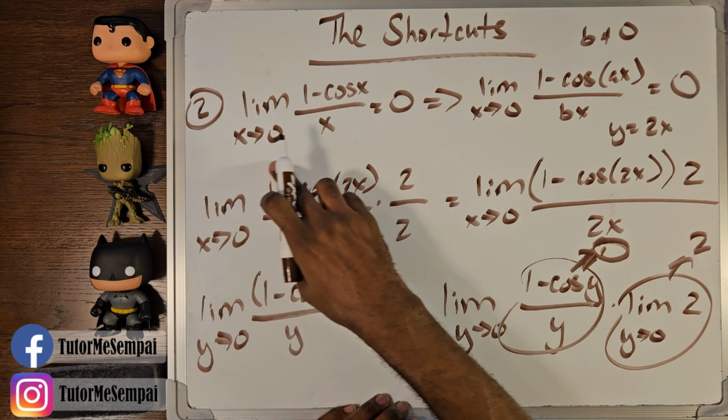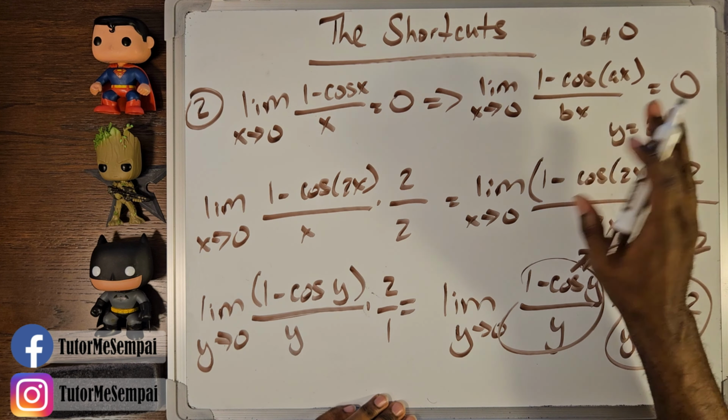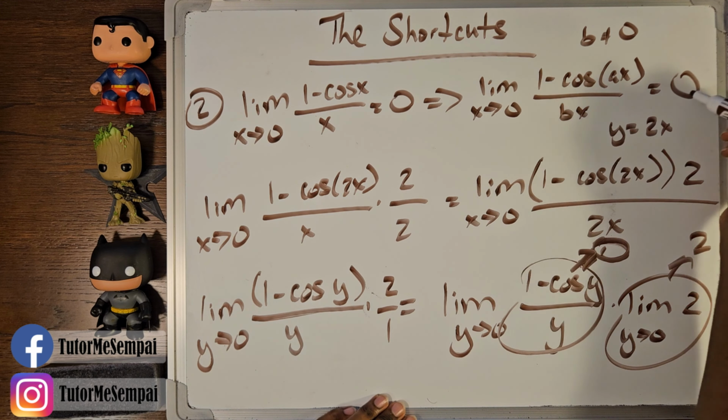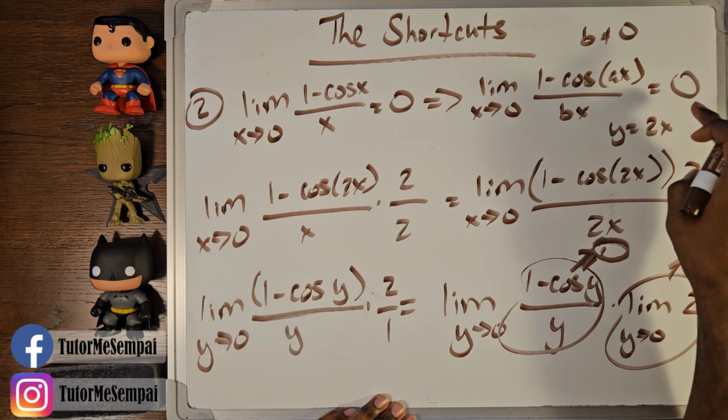So if you have a setup like this, and you have A's and B's, it doesn't matter if they're the same or not. If you have A's and B's, it looks just like this. You can easily say, without doing any work, that this limit is going to be 0.